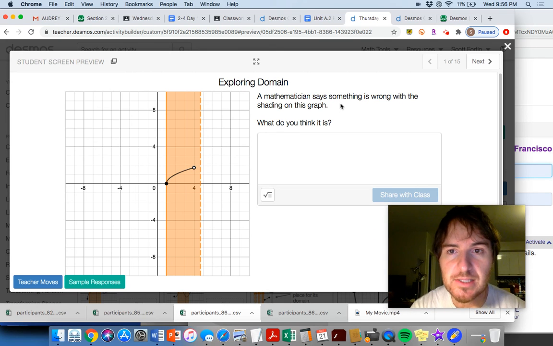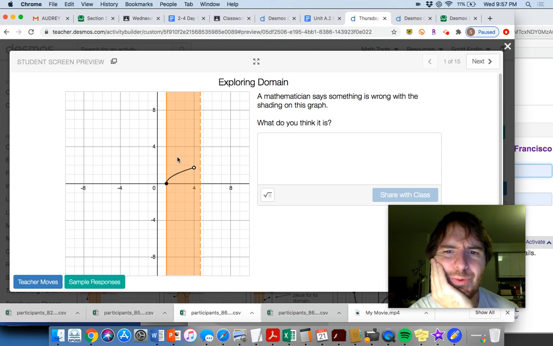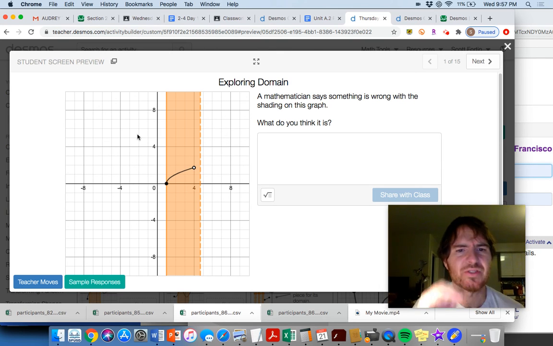All right, a mathematician says something is wrong with the shading on this graph. What do you think it is? Well, we shaded the graph. We haven't done that this year, have we? We haven't really done that shading of graphs much this year. What the heck is going on here? I don't really know. What do you think it is? I can't draw on this. One of those drawing ones here.